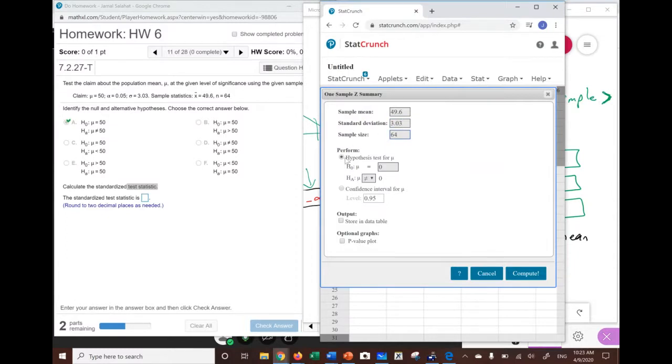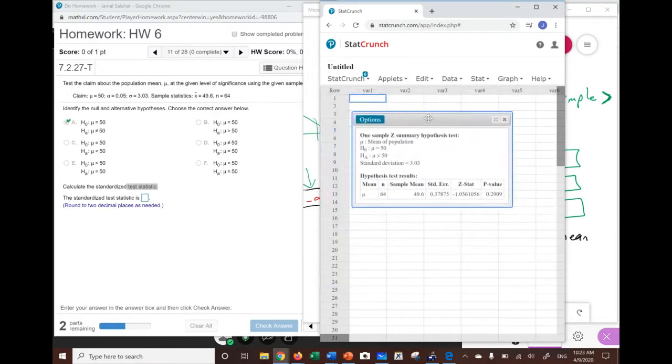And notice that I need to go down to hypothesis test. I check it, which is already checked. Notice that the equal here, I have no control over it. I'm just going to put 50 as in the test, and this will be not equal. So if this is equal, this is not equal. I don't have to change this one. I just keep it not equal for HA. Now, when I hit compute, I get the results in here.